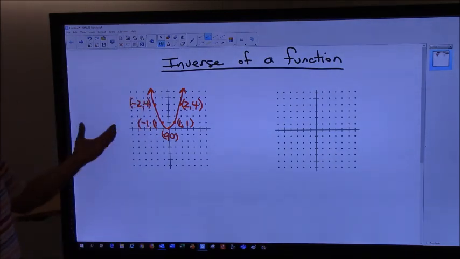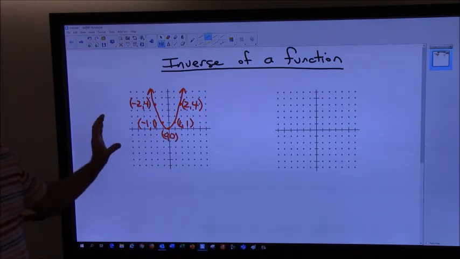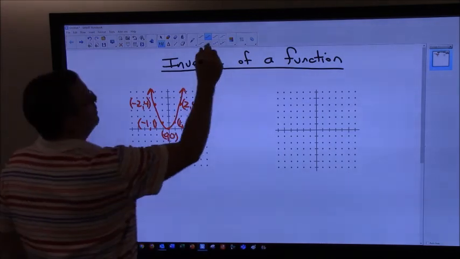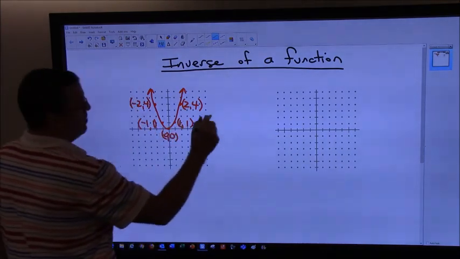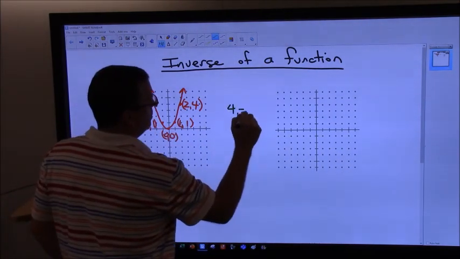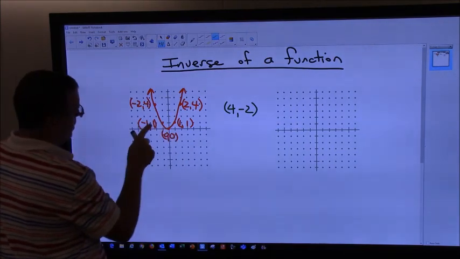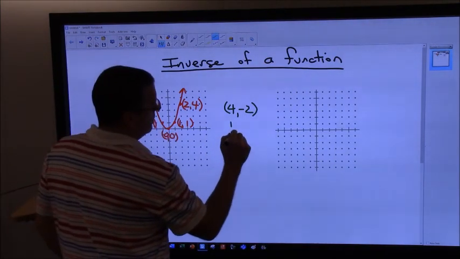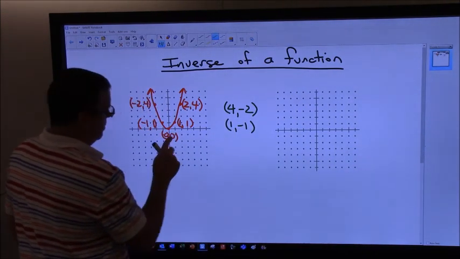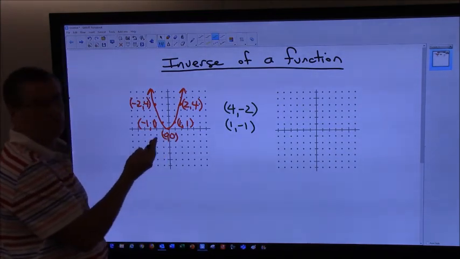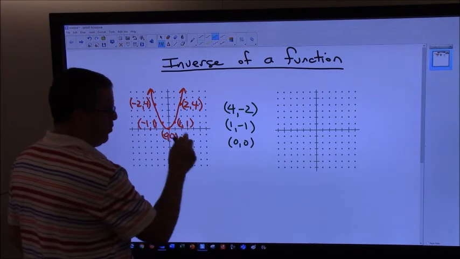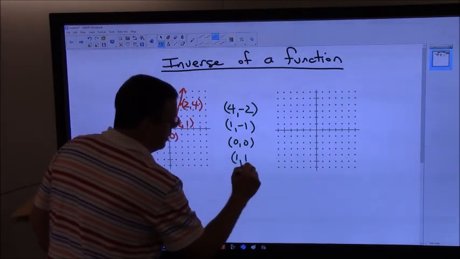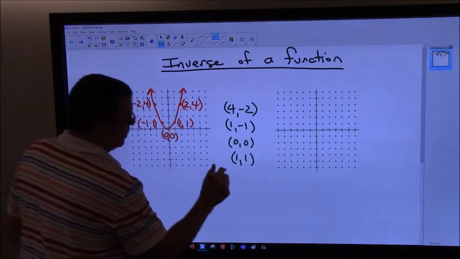So if I was to switch all the x and y coordinates, that means over here this would become 4, negative 2. This would become 1, negative 1. When you switch this, 0, 0 is still 0, 0. And 1, 1, you switch that, that's still the same. Switch these, you get 4, 2.